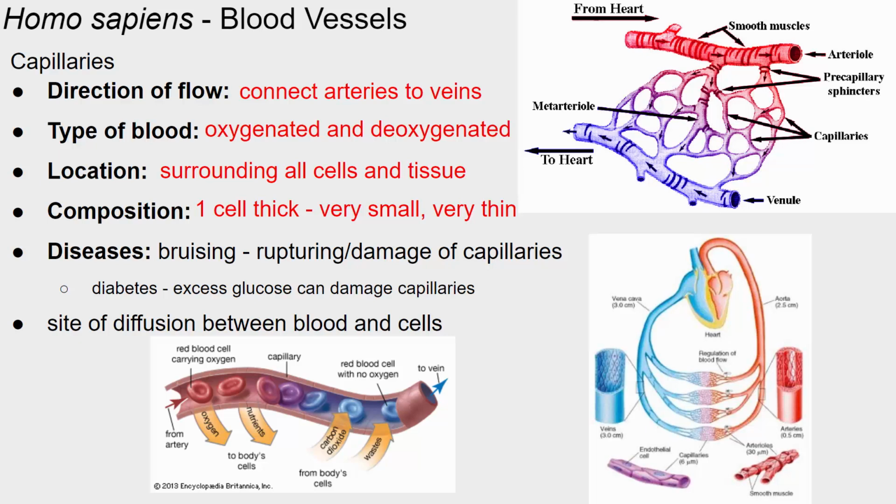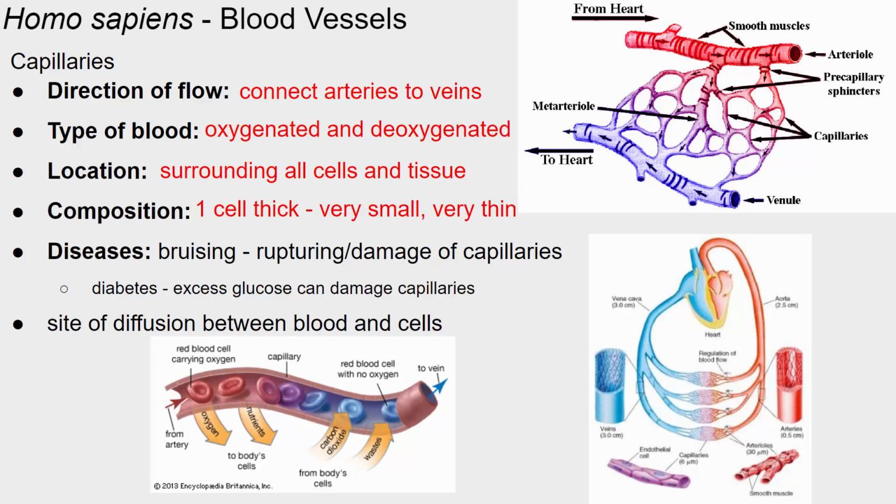Sometimes if these capillaries are damaged, that's what can lead to bruising, sort of bleeding underneath the skin. Excess blood glucose, too. A person who has diabetes can damage those capillaries. That's why it's important to manage blood glucose levels appropriately.